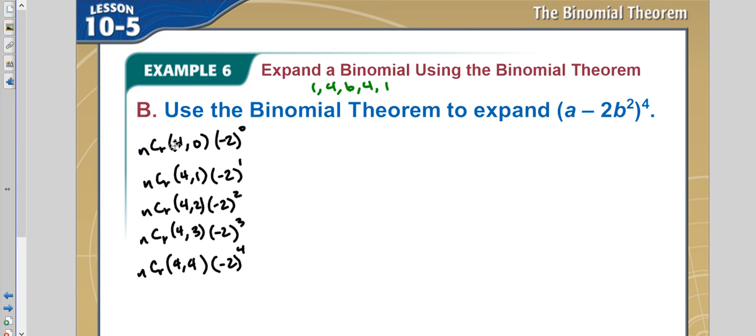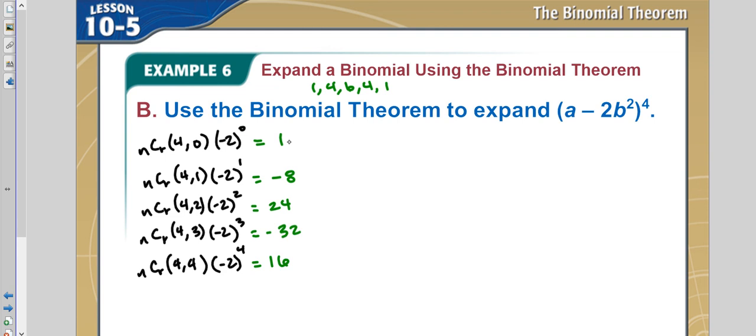I think that's quicker. So this is saying 1 times, this is 1, is going to give me 1 here. In this one, I would have 4 times -2, which is going to be -8. The next one would be 6 times, this is +4, so 24. Here, I would have 4 times, this will be -8, so I'd have -32. And finally, the last one, I have a 1 times +16. So these are my values.